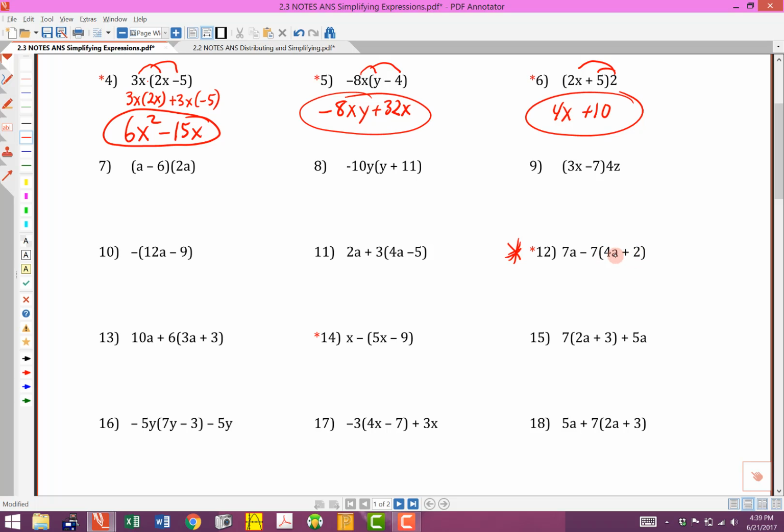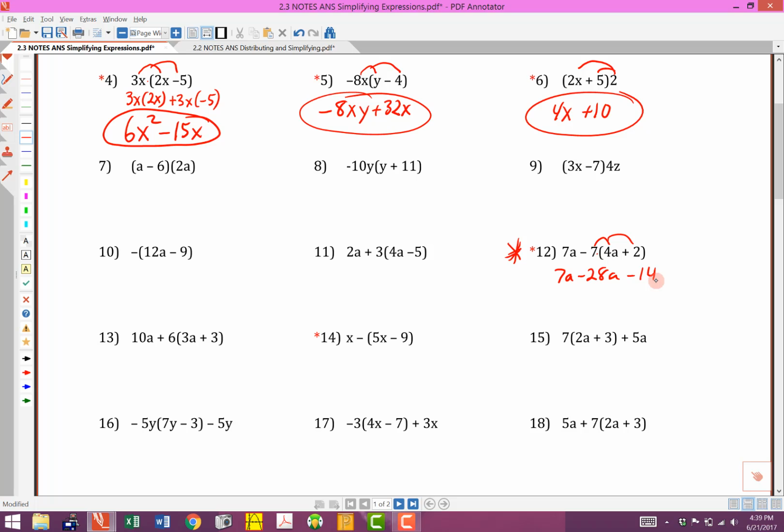Besides that, if we think about the order of operations, we do parentheses first. Try and combine the stuff in parentheses. Can't do that. There aren't any exponents here. Then we do multiplication and division in the order we come to them, and then addition and subtraction. So this is implied multiplication. We're going to do that first. So I'm going to write 7a. When we do negative 7 times 4a, that's going to be negative 28a. Negative 7 times positive 2, so that's going to be negative 14.